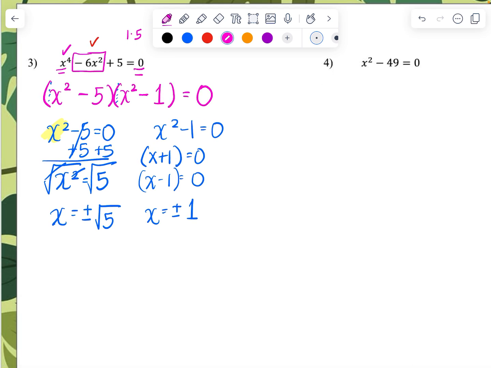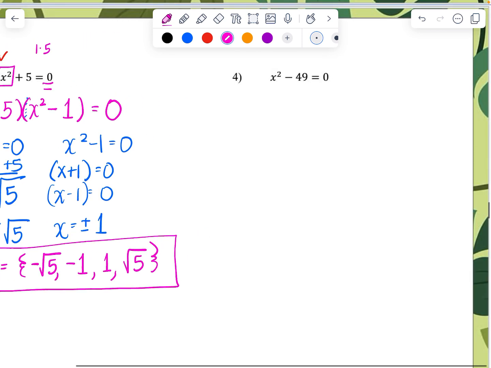I'm using solution sets today, so x is equal to, when I use a solution set, I always want to go from my smallest to my biggest answers, my biggest solutions, my biggest roots. So I'm going to start with negative square root of 5, negative 1, positive 1, and positive square root of 5, and I'm going to close up that solution set.